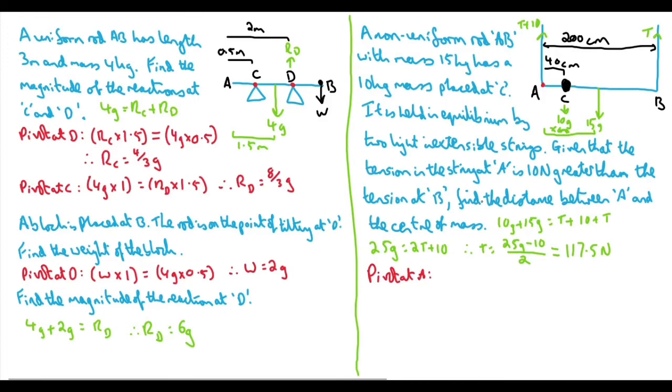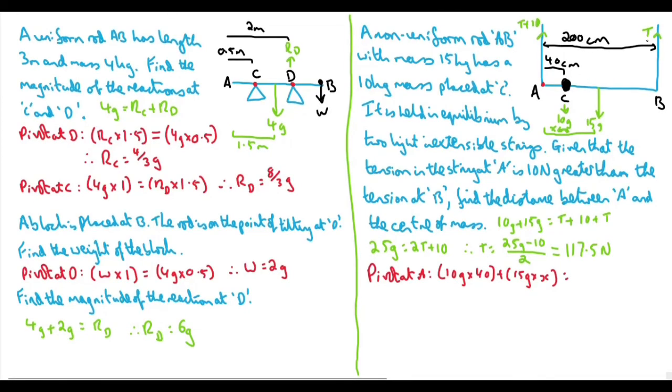From this, for the clockwise moments, that's going to be your two weights. So you're going to have your 10G times 40 for 40 centimeters, added to the 15G times, the best we can say is the X centimeters there. And that is going to be equal to the anti-clockwise moment of T here. Because we're taking A as our pivot, we don't have to think about the T plus 10 because that would be a zero moment. So here with T, or the 117.5 as we know it to have a value of, times the perpendicular distance from A of 200 centimeters.